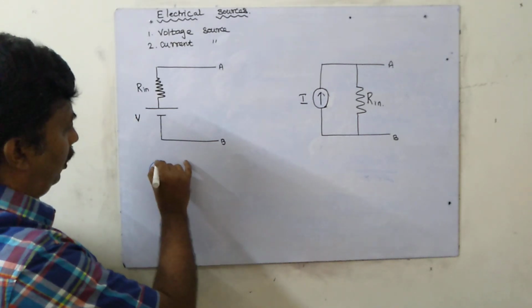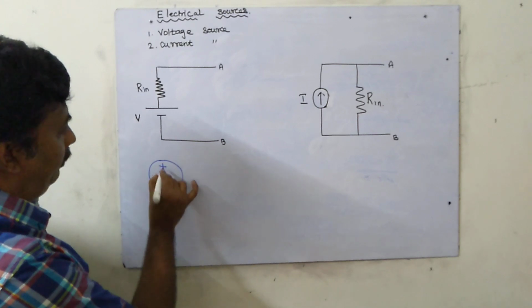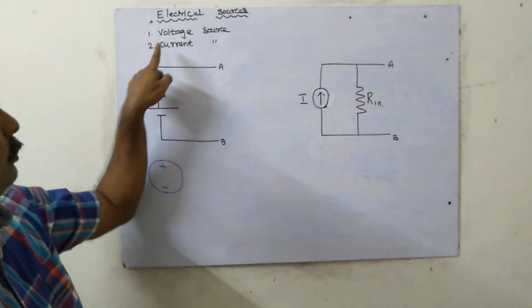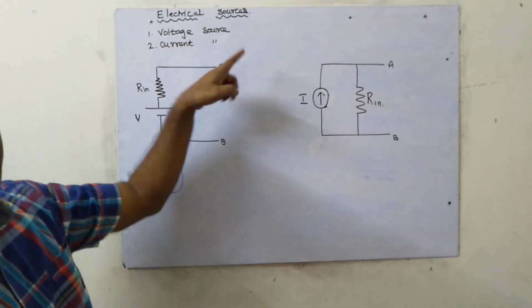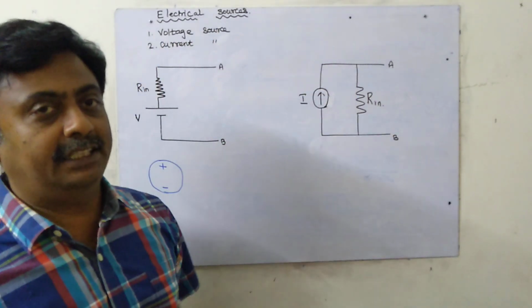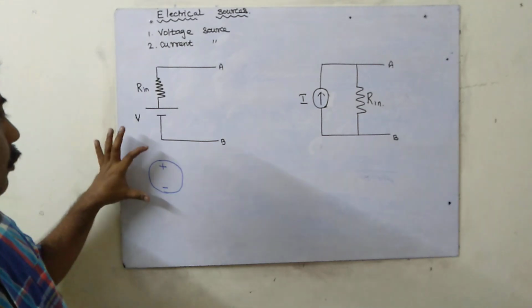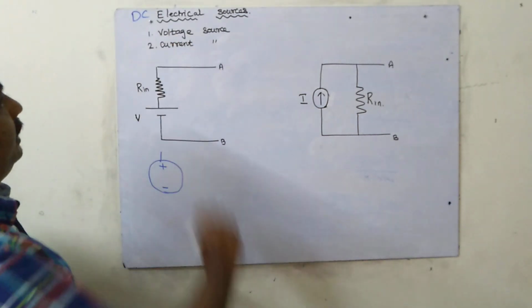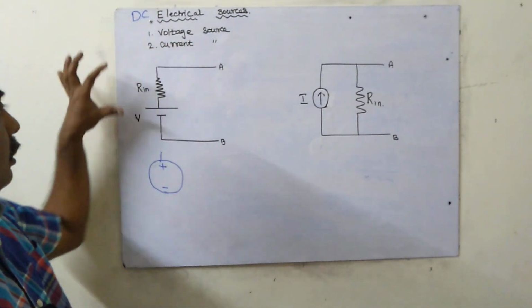There will be a round shape, with positive and negative. These are all DC sources. Okay, DC electrical sources: one is the DC voltage source, the other is the DC current source. Similarly, we have the AC voltage source and AC current source. The DC voltage source is denoted like this. These are all DC sources.